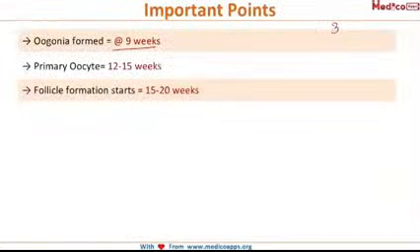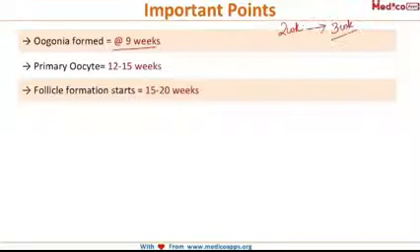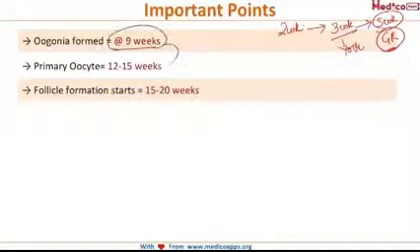I have already told you that the germ cells appear at 2 weeks from the epiblast. Then at 3 weeks, they migrate to the yolk sac. Then by 5 weeks, they completely migrate to the genital ridge, which are the future gonads. Now in the gonads, the oogonia is formed at 9 weeks. Then 3 weeks later, the primary oocyte is formed, that is around 12 to 15 weeks.